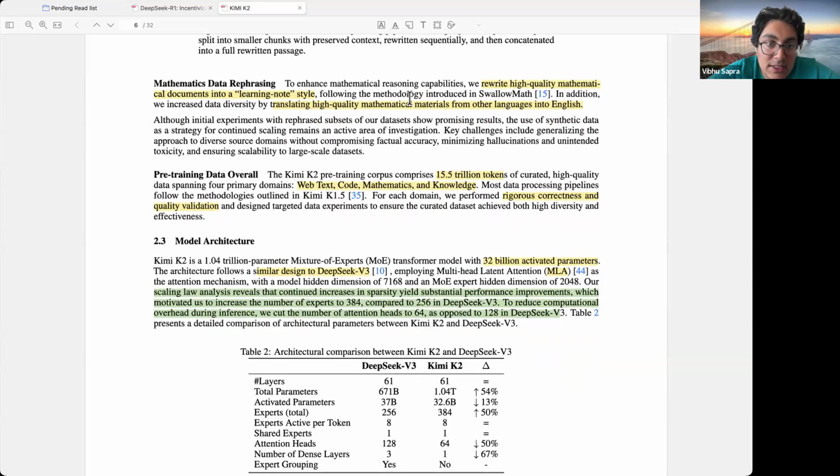Okay, so basically, they rewrite high quality math into learning note style. So instead of just question answers, here's a learning note of how I would solve this.